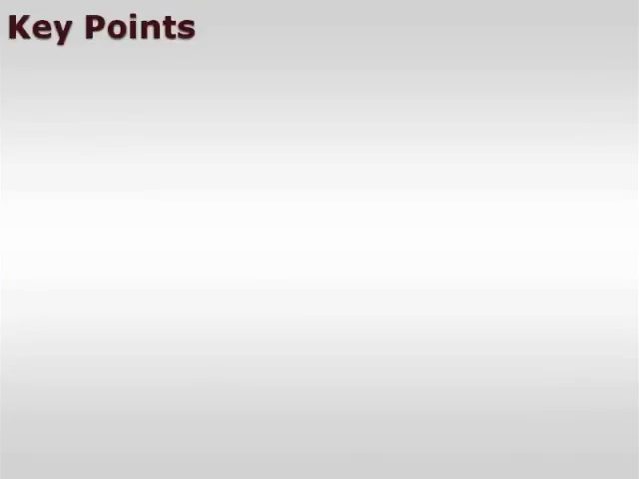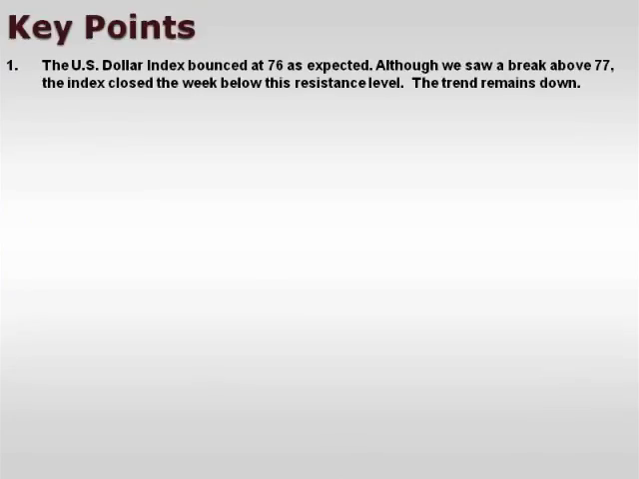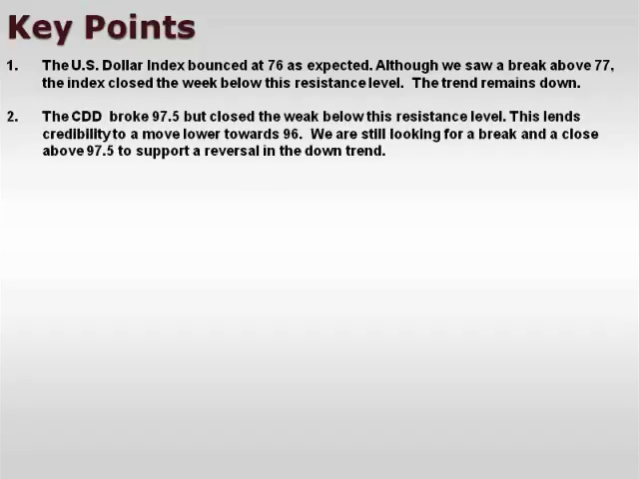Let's take a look at a few of our key points. First of all, the U.S. dollar index bounced at 76 as expected. Although we saw a break above 77, the index closed the week below this resistance level. The trend remains down. The CDD broke 97.5 but closed the week below this resistance level. This lends credibility to a move towards 96. We are still looking for a break and a close above 97.5 to support a reversal in the downtrend.